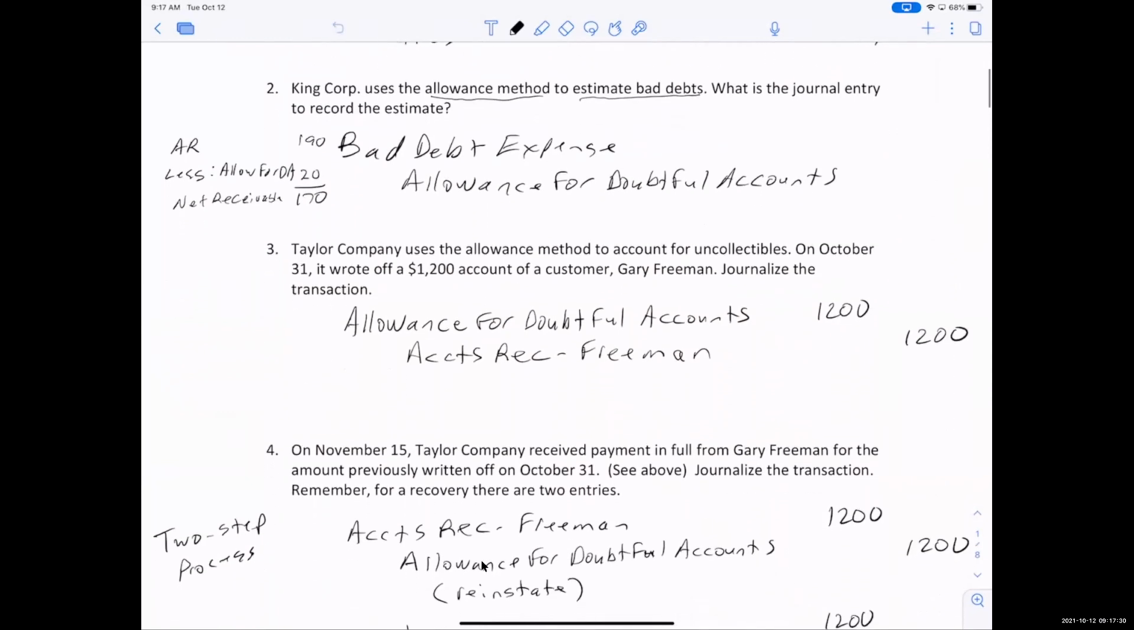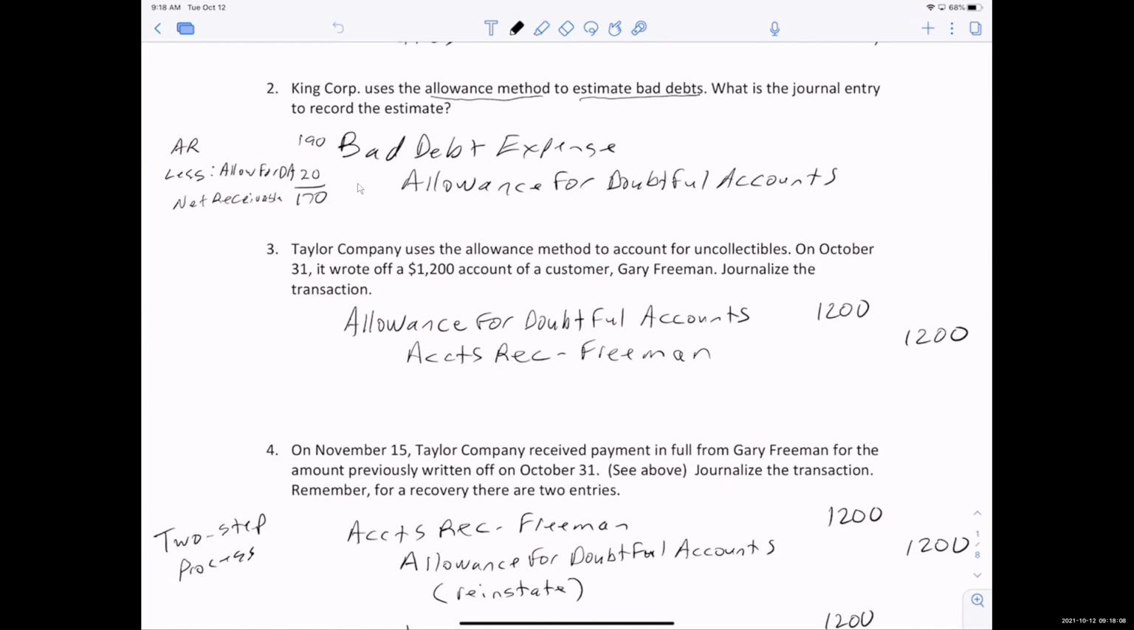Okay, so number 3, Taylor Company uses the allowance method to account for uncollectibles. On October 31, it wrote off a $1,200 account of a customer, Gary Freeman. Journalize the transaction. And here, I just wanted you to know that in the allowance method, when you write somebody off, you write off the receivable and also his part of the allowance for doubtful accounts. So debit allowance for doubtful accounts, $1,200, credit accounts receivable, $1,200.